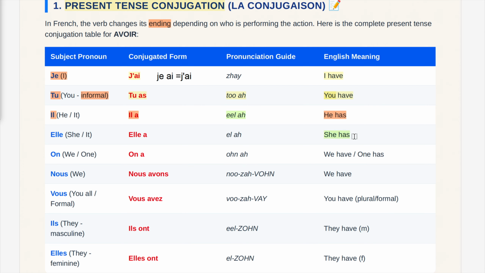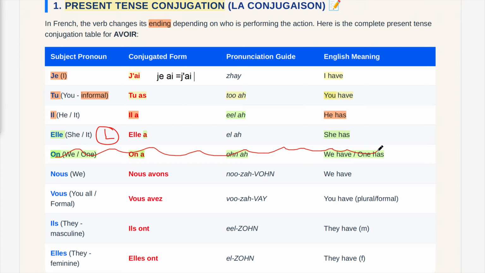Next is she has. She is nothing but elle, like simple L in French. Like we say L, you have to pronounce it like L, d'accord? So it will be like elle a. You can see that il a, elle a. The conjugations are same for il and elle, d'accord? And for on, the conjugations are always same. This is just for your understanding. You can avoid this completely for the moment.